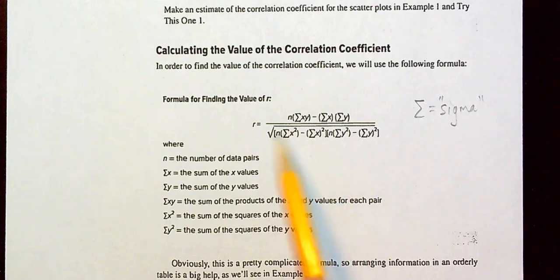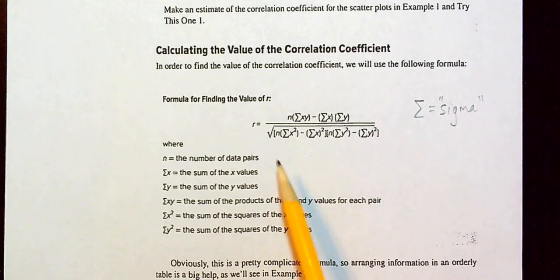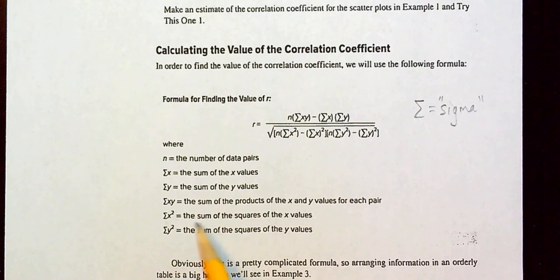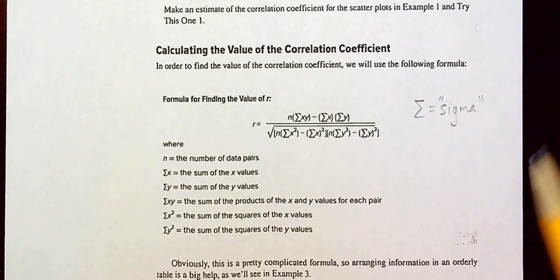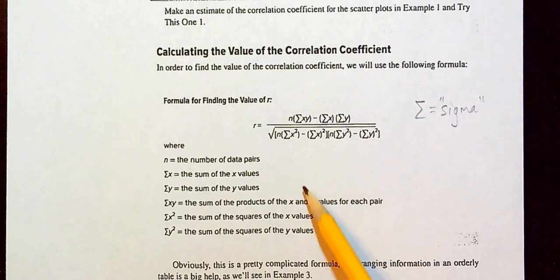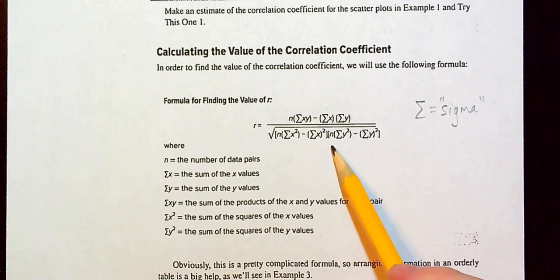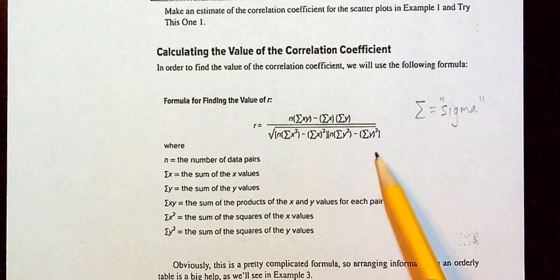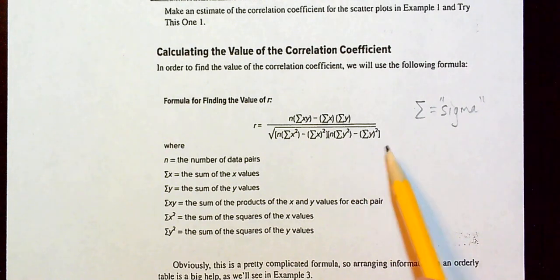On the bottom, we have the square root of n times the sum of x squared. So it's the sum of the squares of the x values. We're going to take each x value, square each of those, but then add those up. And that's what this guy is here. So it's that minus sigma of x, that number squared, times the quantity n times sigma of y squared. So take the y values, square them, add those up, and then minus sigma of y squared.